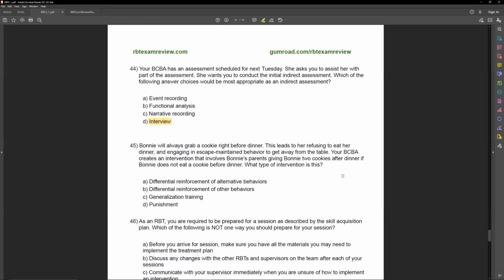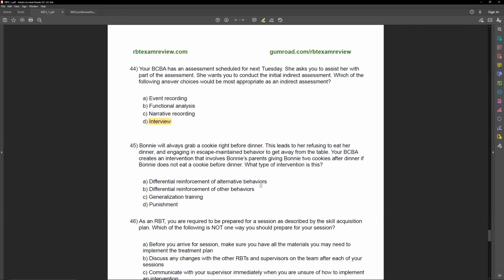Now, the question we have to ask is, is Bonnie getting rewarded for engaging in a behavior or not engaging in a behavior, okay? Because if we look at our answer choices, it's clearly not punishment, right? There's no stimuli involved that's reducing Bonnie's behavior. We're not punishing anything. We're not generalizing anything, right? We're not teaching Bonnie something and then having her generalize it outside the learning environment. We're looking for some sort of differential reinforcement intervention, okay? So we're looking at differential reinforcement.